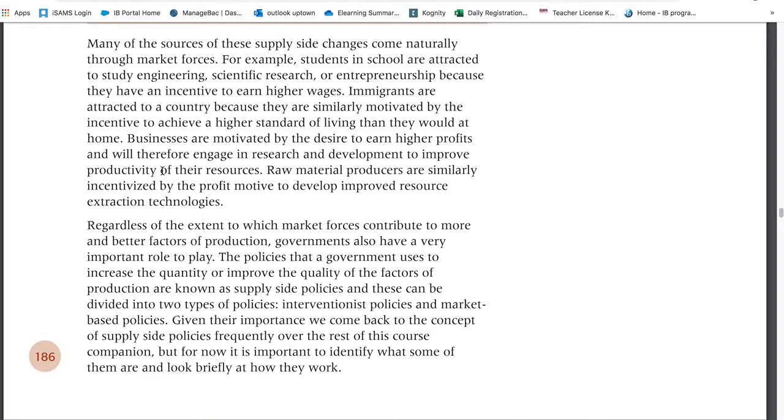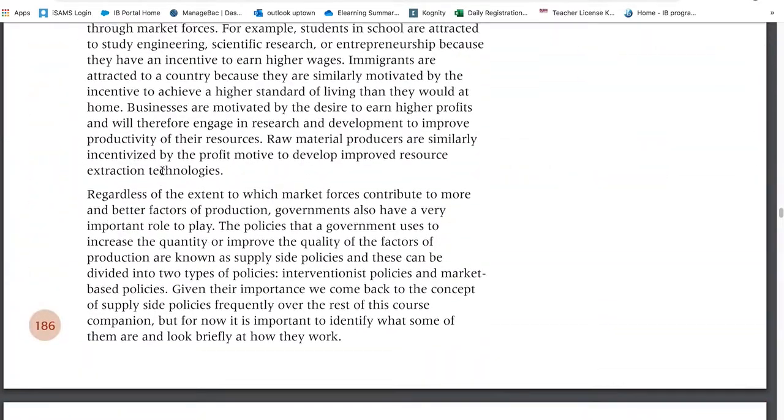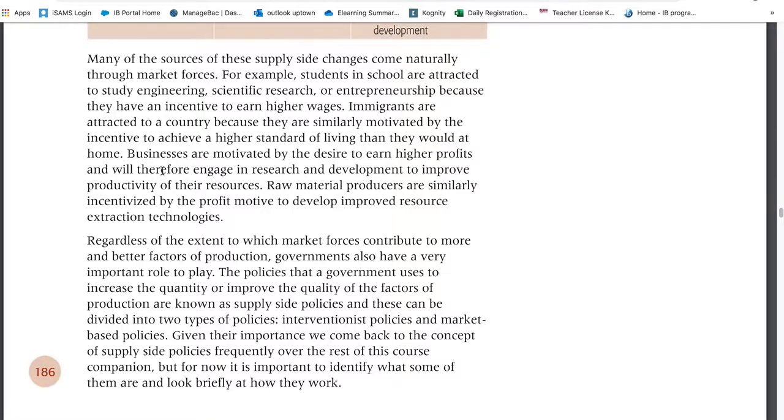All right. However, regardless of that fact, governments still have a huge role to play in supply side. And we're going to be getting into now some supply side policies in the next video that show how the government try and create laws, rules, opportunities to increase the quantity or improve the quality of the factors of production. And there are two types of policies that governments can come about. Interventionalist policies and market-based policies.